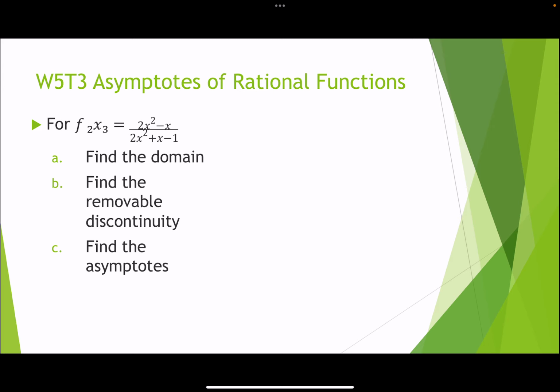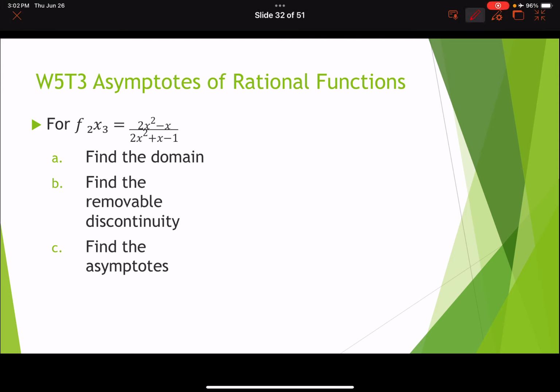So first thing, we're going to find the domain. We're going to take the denominator, and we're going to say the denominator can never be equal to 0. So let's do 2x squared plus x minus 1, and let's set that equal to 0. Well, if you notice, this is a quadratic function. And so we think, okay, well, maybe we can factor this, and we really can factor this.